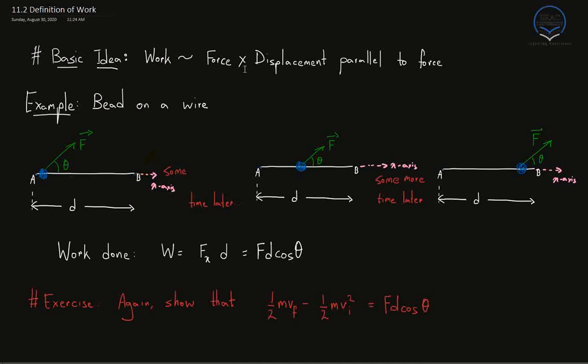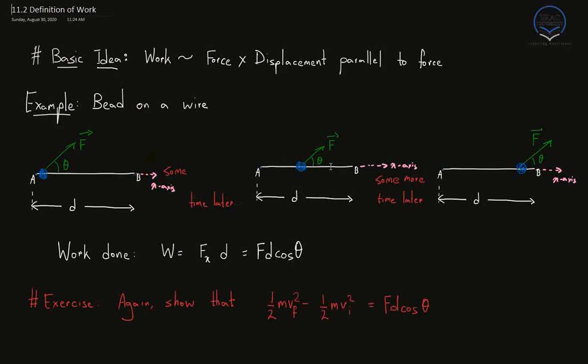Well, because roughly speaking work done is force times the displacement parallel to the force, we need to take the component of the force that's parallel to the displacement, and the component is simply given by F cos theta. So the work done would be W equal to F times d, or Fd cos theta. You can once again show that the change in kinetic energy, half mvf square minus half mvi square, would be given by the work done, Fd cos theta.